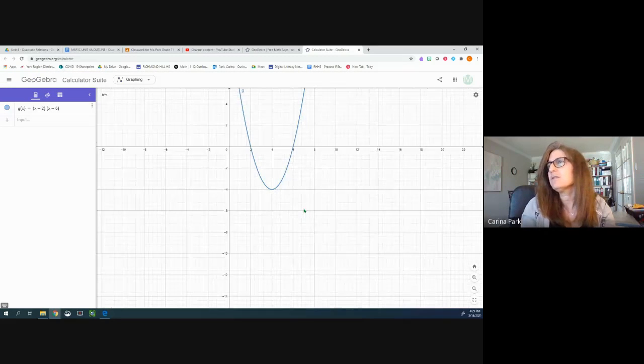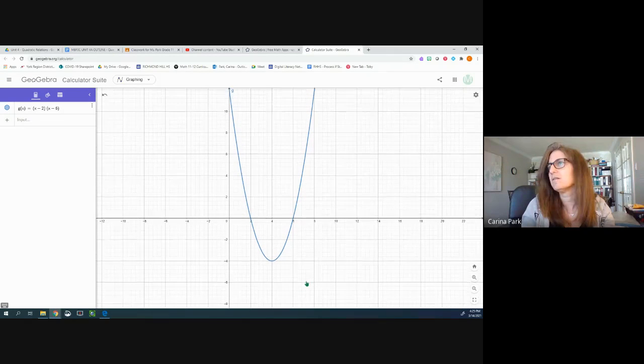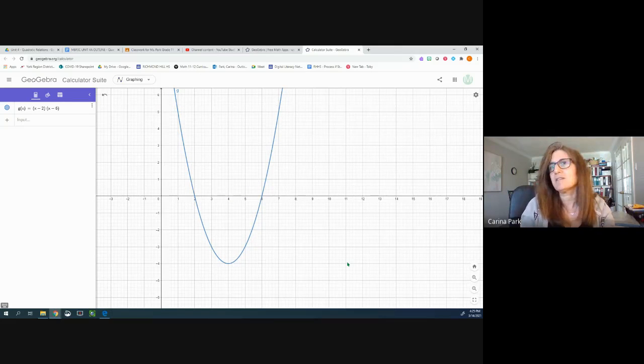So let's look at the 2 and the 6 in the equation. Where do you see 2 and 6 here? Where are 2 and 6 important? All right, right there. 2 and 6 are the x-intercepts of the parabola. One here and one here.